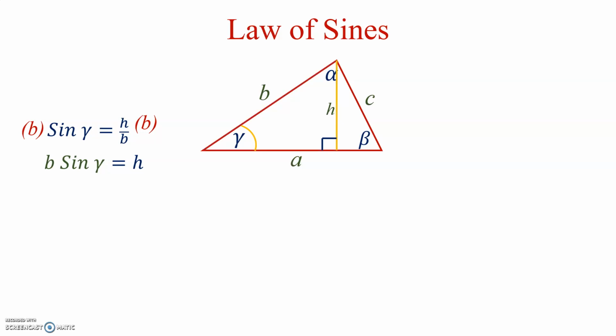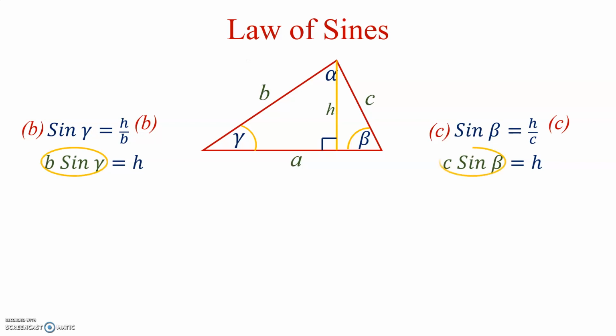Well, if I did the same thing working with angle beta, and I work with the right triangle on the right side, I can begin again to create this ratio. Sine of beta, again, would equal opposite over hypotenuse. The opposite is h, the hypotenuse is c. To solve for h, multiply both sides by c, and we end up with c sine beta is equal to h. Well, if I compare, the left side says h is b sine gamma, and the right side also says h is c sine beta. That means those two can be set equal to each other.